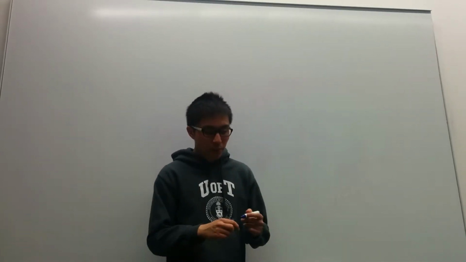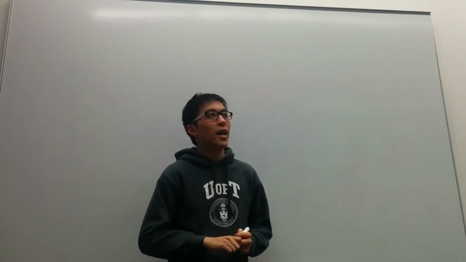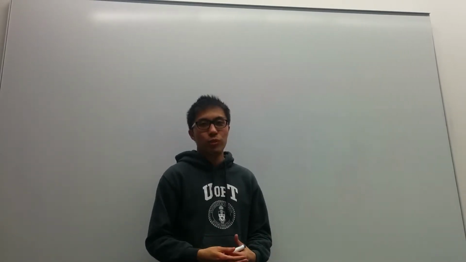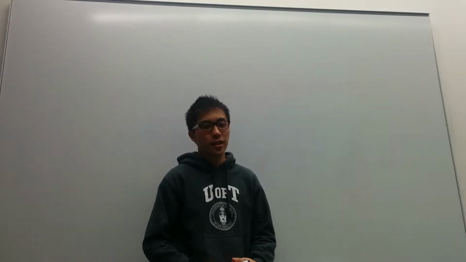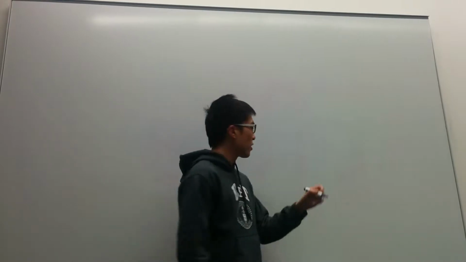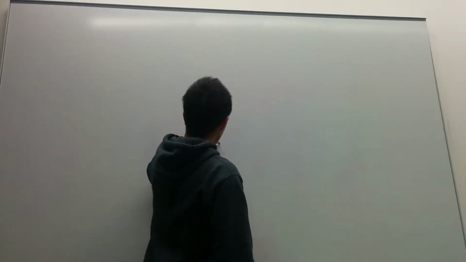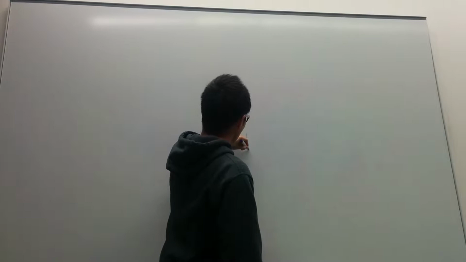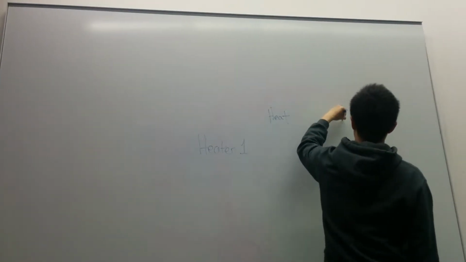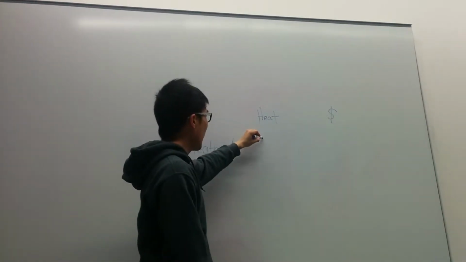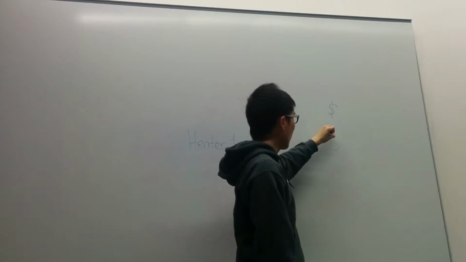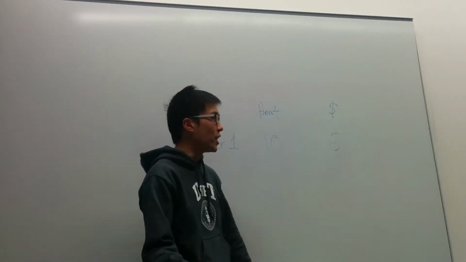So, say for example, you're looking at a heater. It generates 10 units of heat, okay? So say you have heater 1. This is the heat units, and this is the price, okay? So it generates 10 units of heat, and you're willing to pay, say, $5 for it, okay? So you're willing to pay 50 cents for every unit of heat.